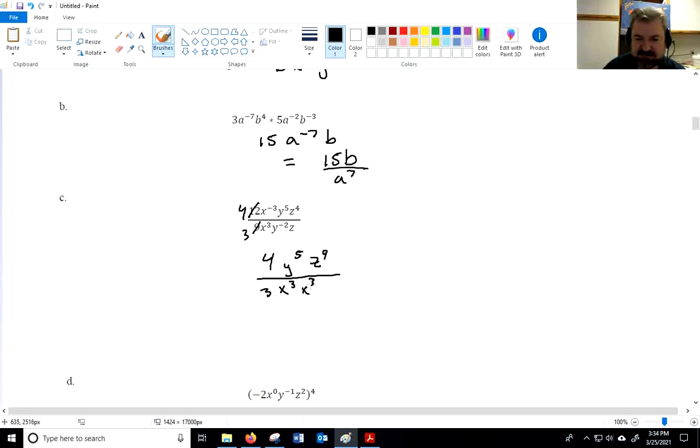And there's another x to the 3 down there. There's a y to the negative 2 on bottom, so it needs to move up and become y to the positive 2, and then z. All right, so we have a 4 and a 3, and let's see here, y to the 7th, z to the 8th, x to the 6th.